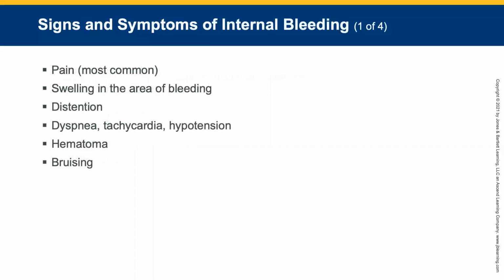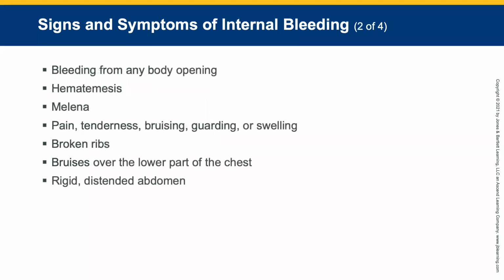Signs and symptoms of internal bleeding: you may have pain, which is the most common, and swelling in the area of bleeding. You have distension. Bleeding into the chest cavity or lungs may cause dyspnea, tachycardia, or hypotension, and hemoptysis. And we'll have hematomas and bruising. Bleeding from any body opening, such as bright red bleeding from the mouth or rectum.